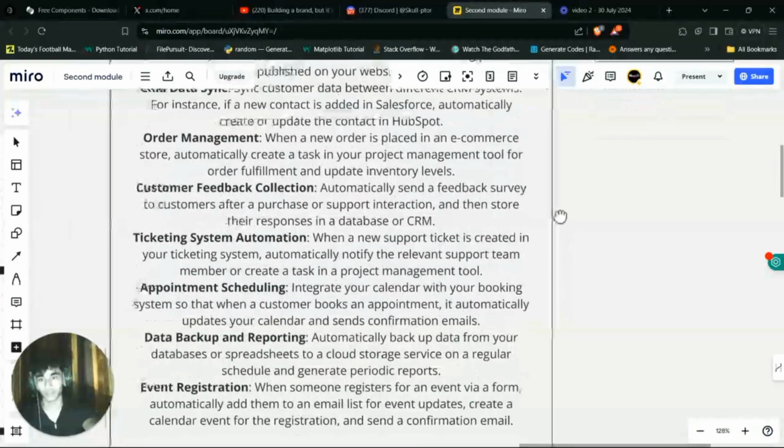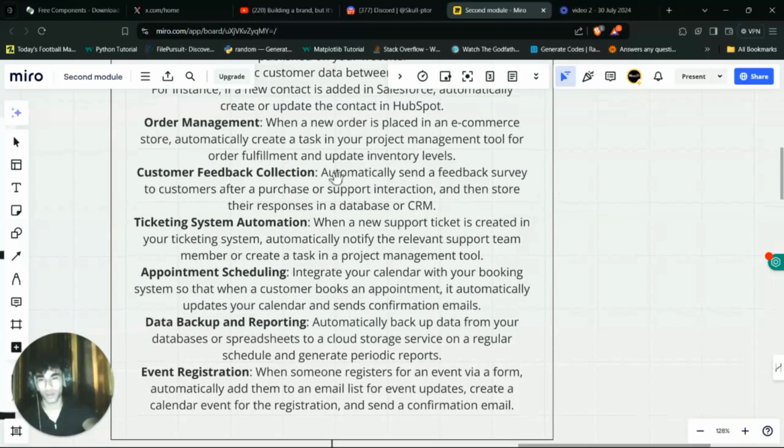Next comes in customer feedback collection. Now feedbacks are the backbone of a business. People shall be talking about your business and you should be learning from it, and overall even new visitors check out them, so it's one of the most crucial things. Now this is one of the kind of solutions that people will be eager to buy from you. Now what it is, it automatically sends a feedback survey to the customer after a purchase or support interaction and then stores the response in a database or CRM.